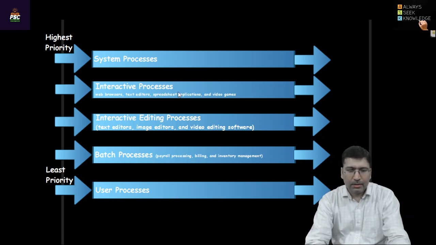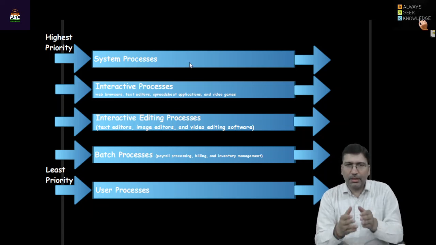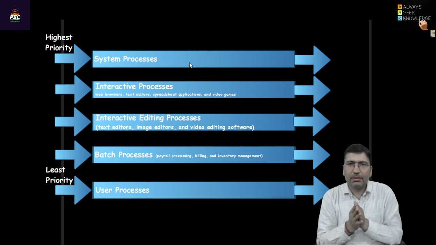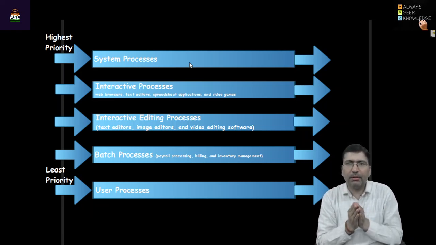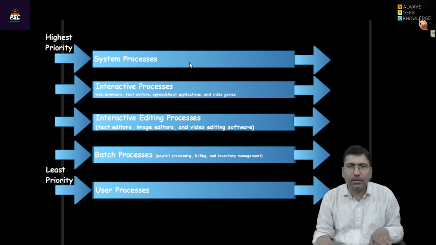Right? Now what happens in this? The queue is divided into multiple levels and processes will be arriving at different levels as per the priority of the process. Okay, so all the system processes will be arriving at the top level and all the user processes will be arriving at the very least or lowest level of the queue.